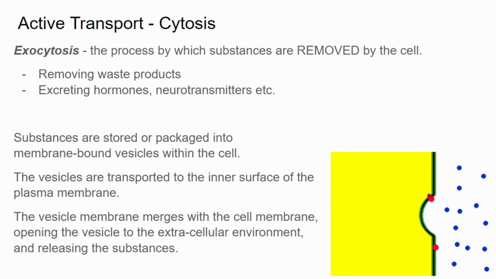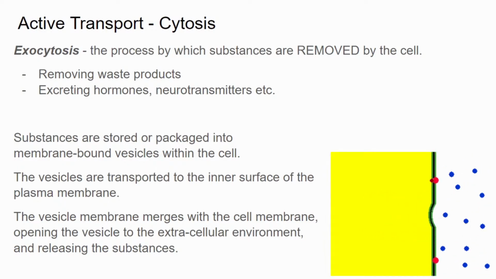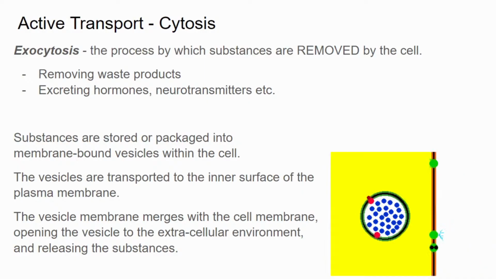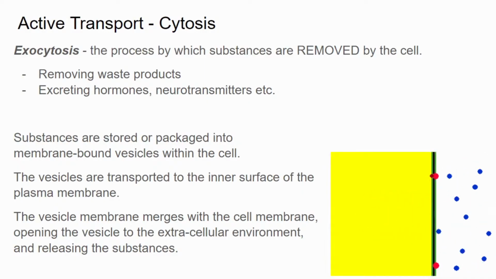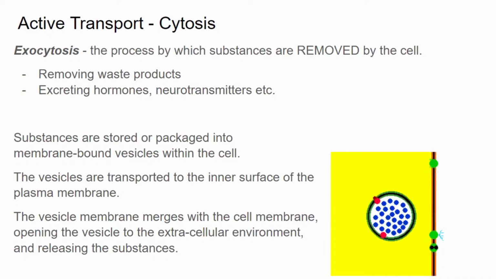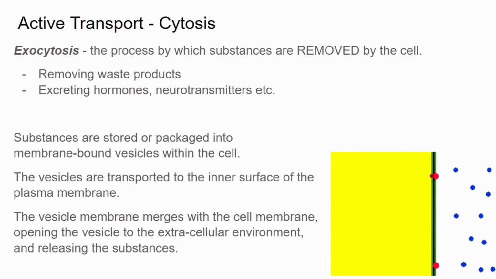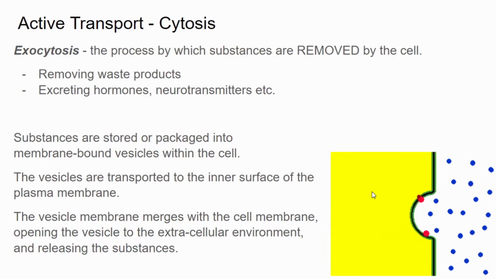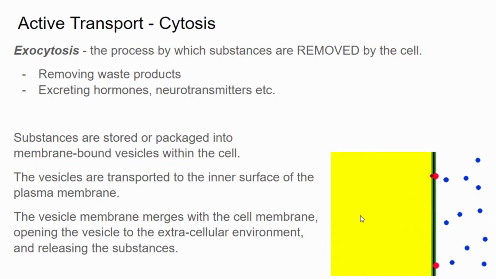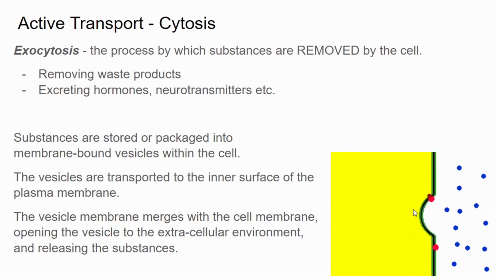And this is what we call exocytosis. So the first type is endocytosis, meaning going into, and we have exocytosis, exiting the cell. This is a process where substances are removed from the cell. So it might be removing waste products, or if they are secretory cells, they might be excreting hormones or neurotransmitters, chemical signalers for the body. On the inside of our cell, our substances, whether they be hormones, waste products, or neurotransmitters, are stored or packaged up into a vesicle.